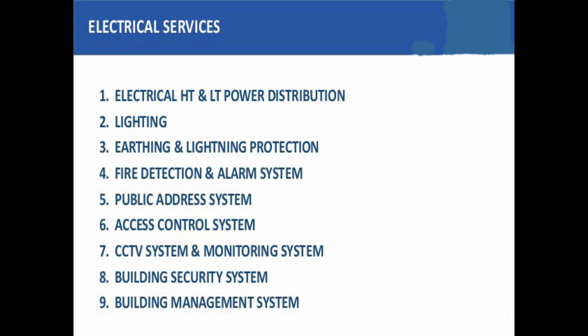Then the fire detection and alarm system. So the basic fire hydrants all come under the mechanical system, and the detection and alarm system comes under the electrical services. Then public address system, access control system, CCTV systems. These are required not for home purposes but for business buildings and other public buildings. Then building security, and also building management, the new technologies.